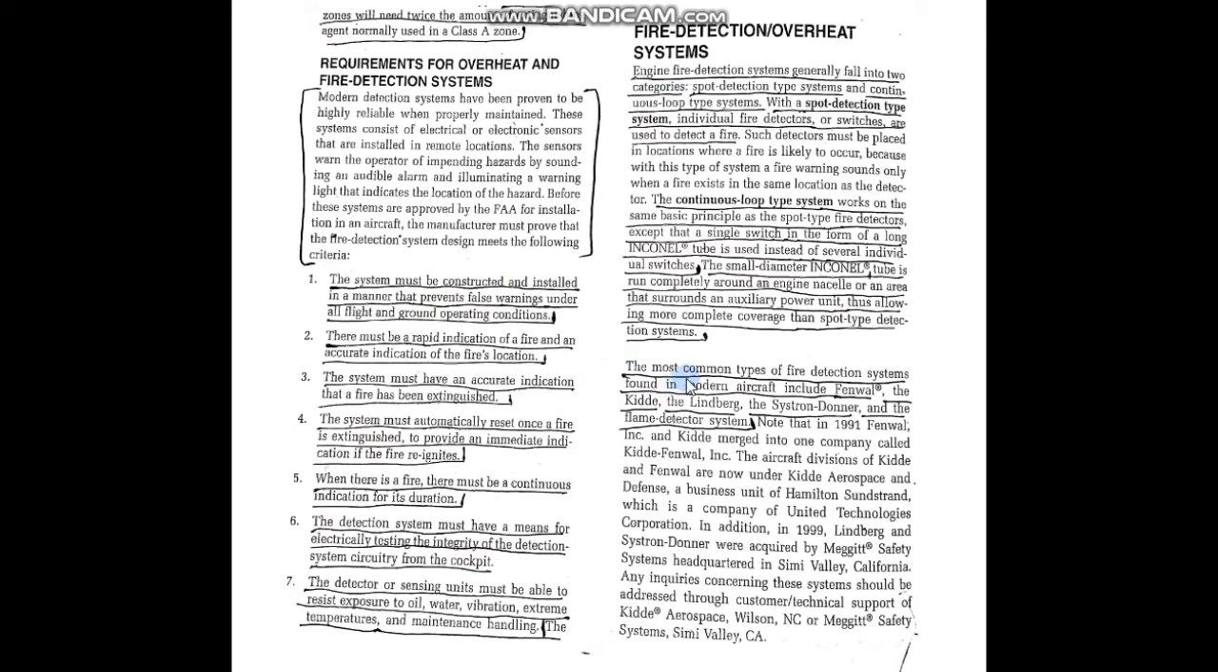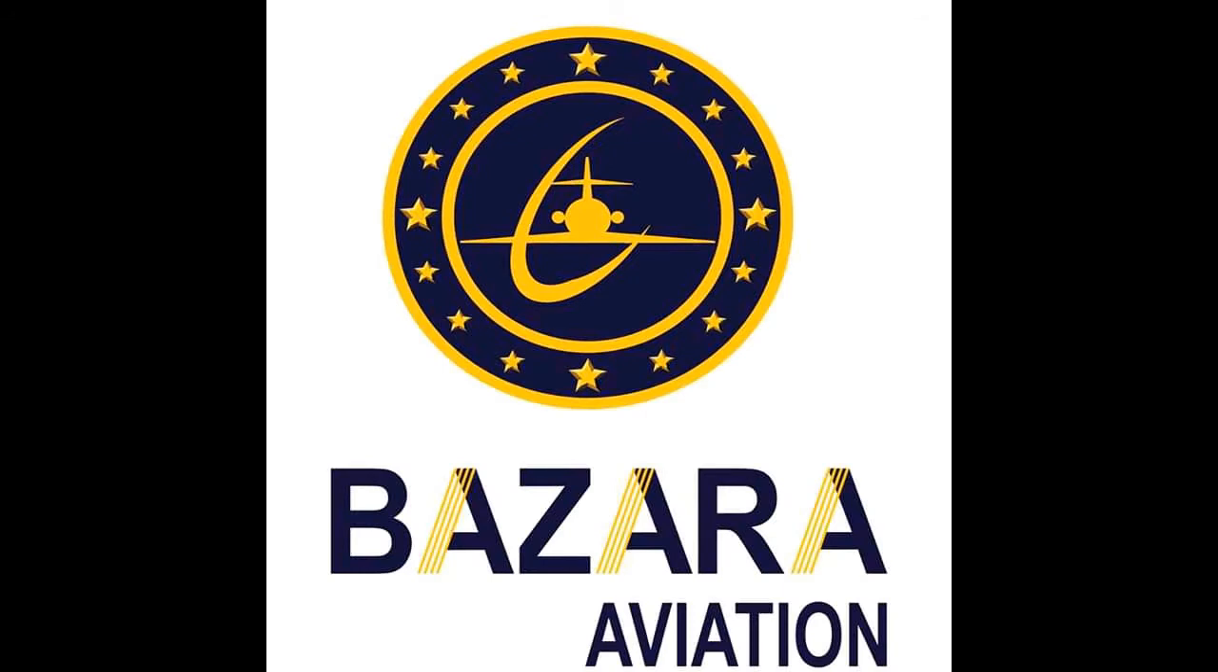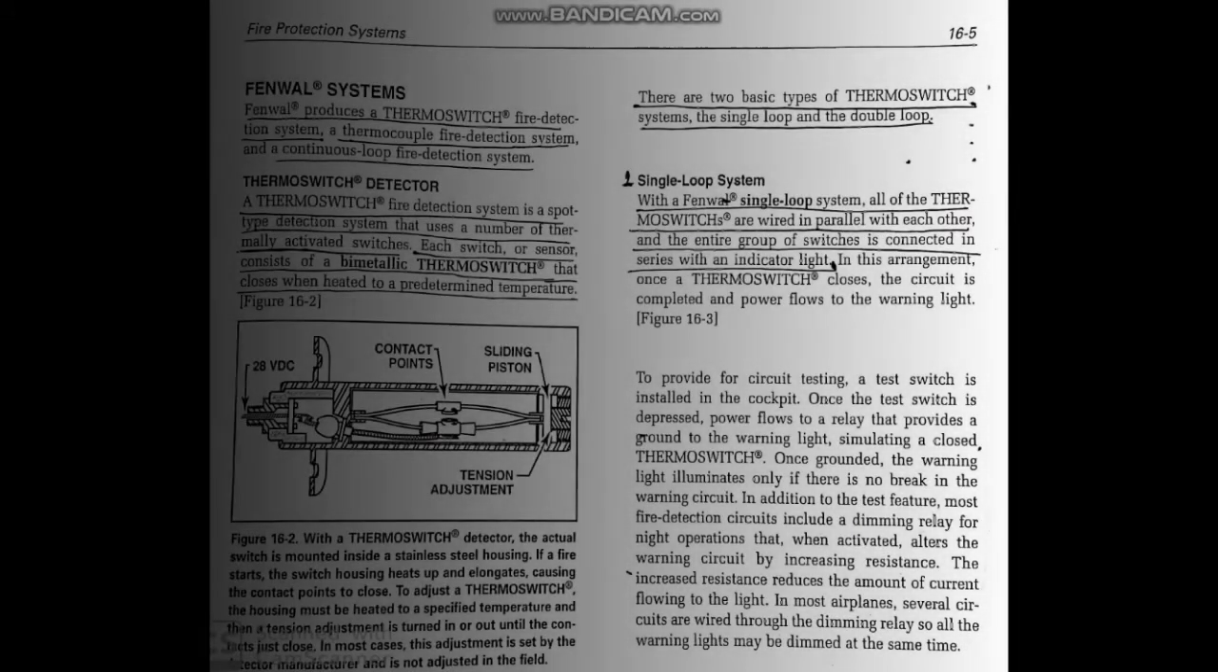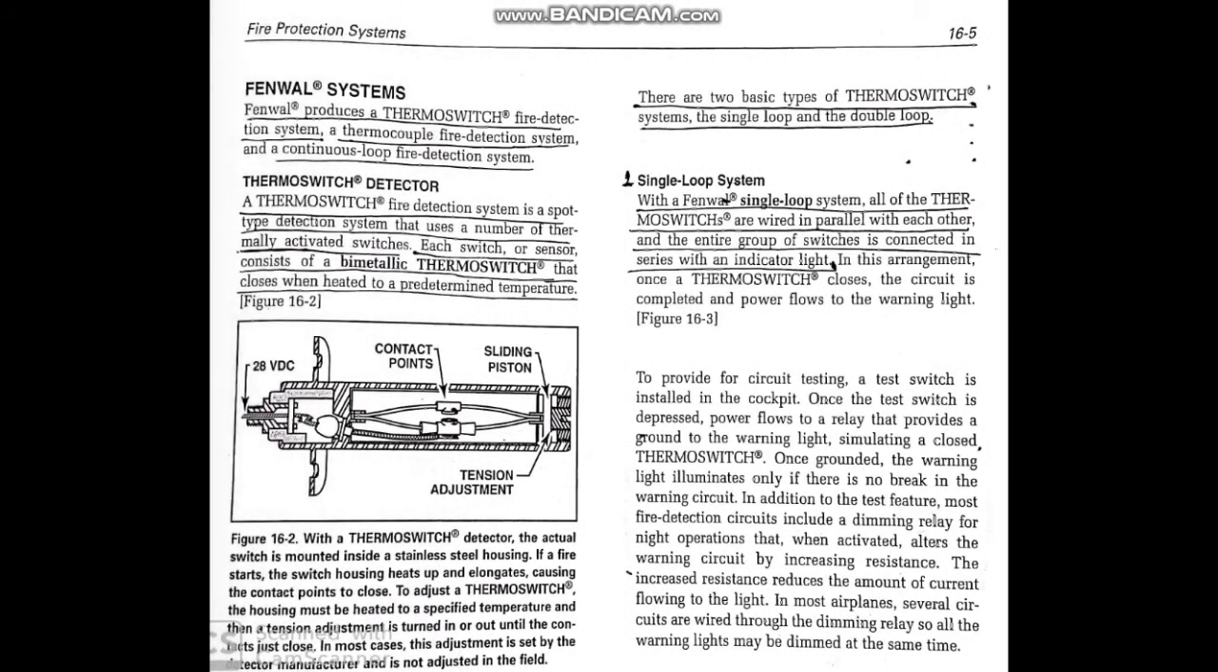Now we will talk about the most common types of fire detection systems that we find in modern aircraft. The first type is Venwall, the second type Kidd, the third type Landberg, the fourth type Systron Donner, and the last type flame detector system. I will illustrate all the types of fire detection system, and I will start with Venwall systems.